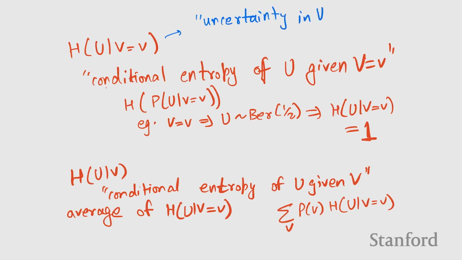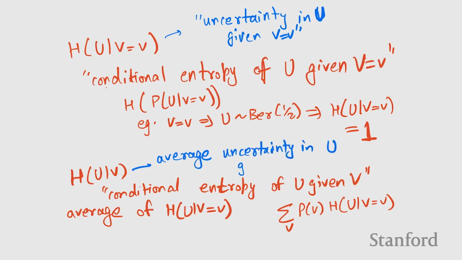So this thing is a measure of uncertainty in U given that V is equal to v. So if you know the value of v, what is the uncertainty in U? And this guy is the average uncertainty in U given V. So on average, if you know V, how much uncertainty do you have about U?